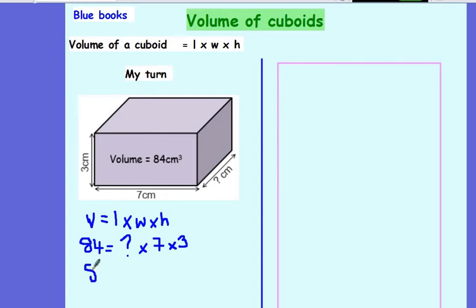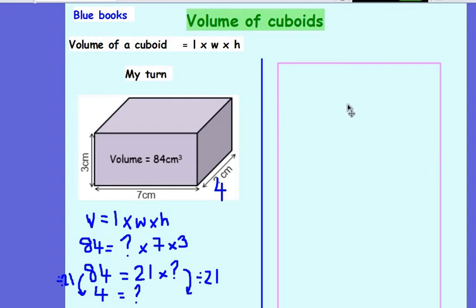So we know that 84 is equal to 7 times 3, 21, times whatever my question mark might be. So to work out my question mark, I'm just going to divide by 21. 84 divided by 21 gives me 4. So my question mark is 4 centimetres. Let's double check. 3 times 7 times 4 gives me 84, so it works.